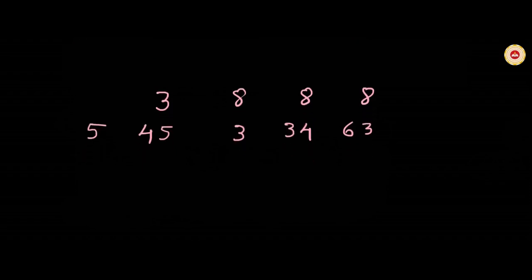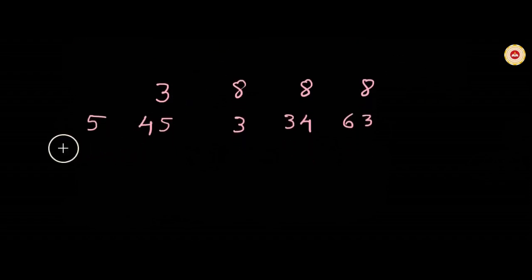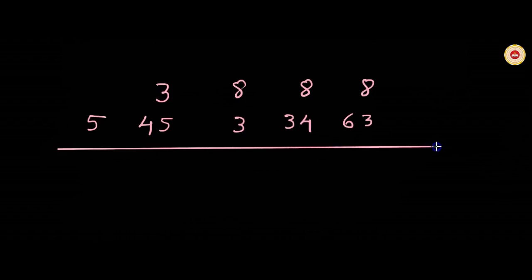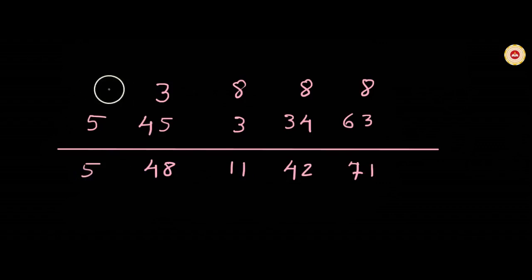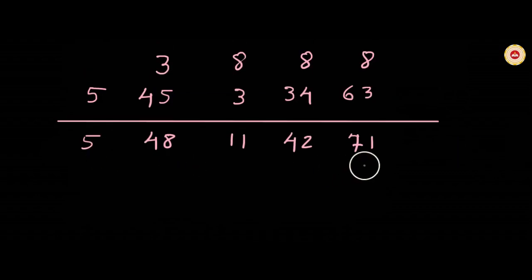Now it is time to add vertically. What to add? Adding the digits in these parts vertically. First part, 8 plus 63, how much? 71. 34 plus 8, how much? 42. 8 plus 3, 11. 45 plus 3, 48, and 5 as it is, because there's nothing to add here. So we have added and written answer in 5 parts.